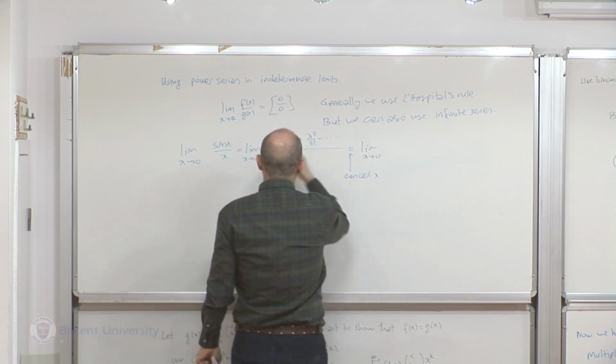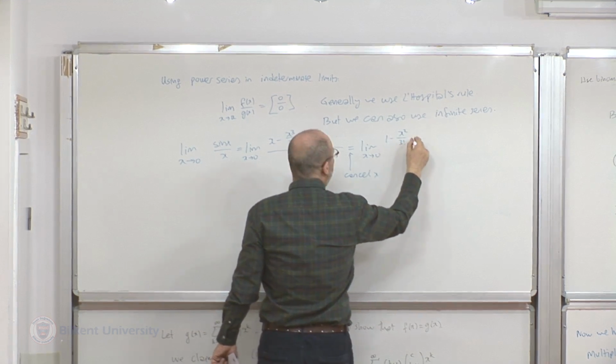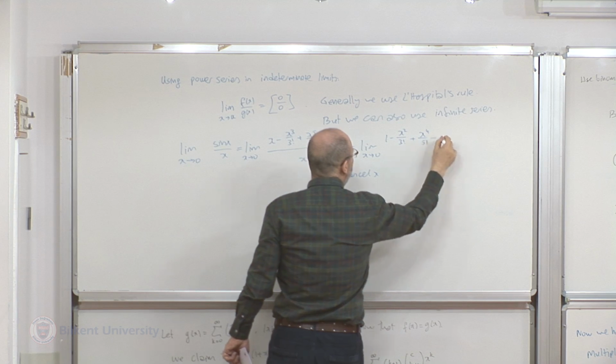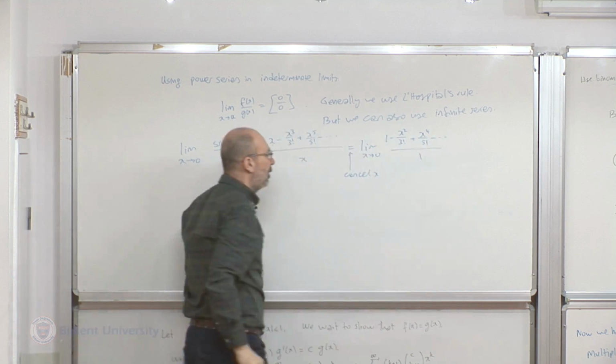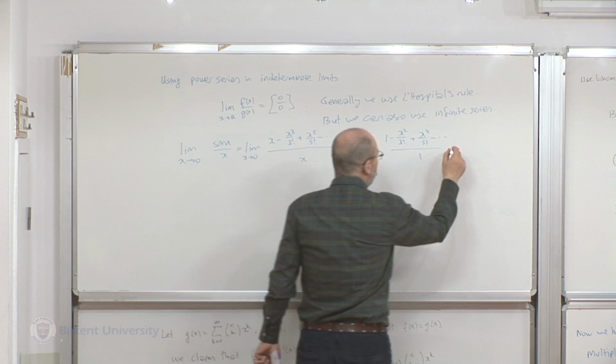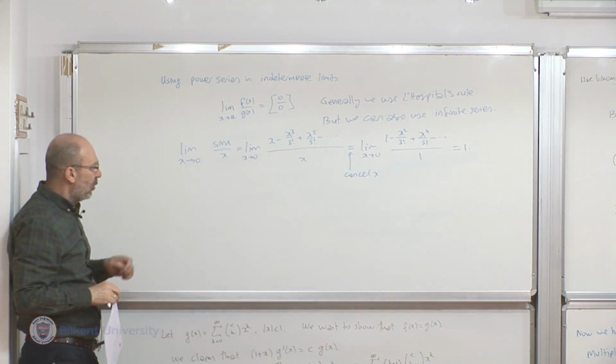X goes to 0. So this becomes 1 minus x squared over 3 factorial plus x^4 over 5 factorial minus something. And here you have 1. Okay, so now there's no problem. You just plug in x equals 0, you get a meaningful expression. So this is 1. So this is the typical expression, typical demonstration.